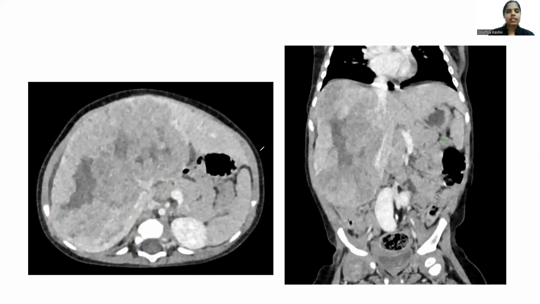So this is the venous, actually the portal phase of the CECT of the abdominal region itself. First is the axial section, and the second is the coronal section. We can see better in the coronal section here.